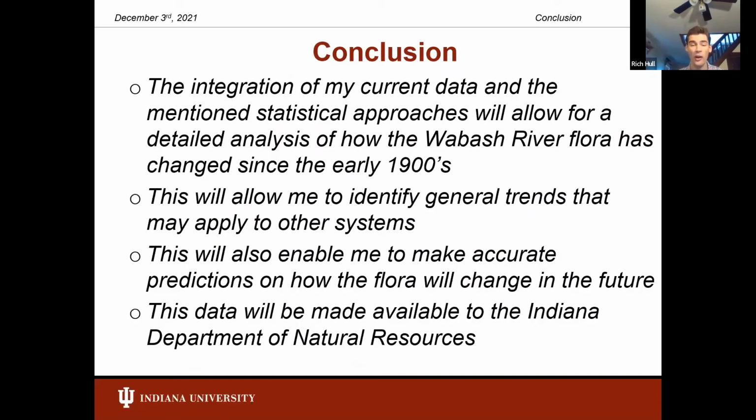So I want to go ahead and conclude my talk, but I want you to take away that this floristic analysis of the Wabash River corridor is not just relegated to simple questions, but with the combination of statistics, we can really address more sophisticated hypotheses to determine how the Wabash River corridor has changed since the early 1900s. This will allow us to identify general trends that may apply to other systems, whether it be geographic trends or taxa trends. And the information garnered from this research will enable me to make more accurate predictions on how the flora in this region will change in the future.